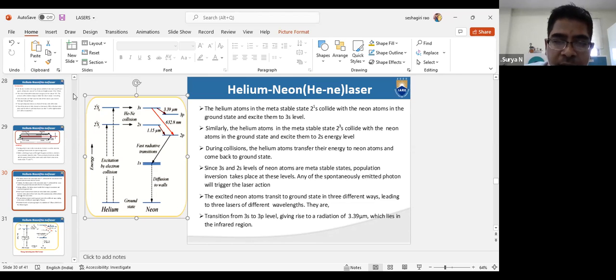Similarly, the helium atoms in the metastable state collide with the neon atoms in the ground state and excite them to the 2s energy level. From here, the 3p level and 2p level are expected to be metastable states. 3p and 2p are expected to be what kind of states? Metastable states. Is this understandable?